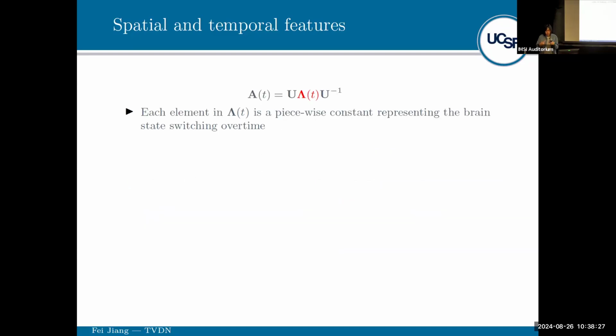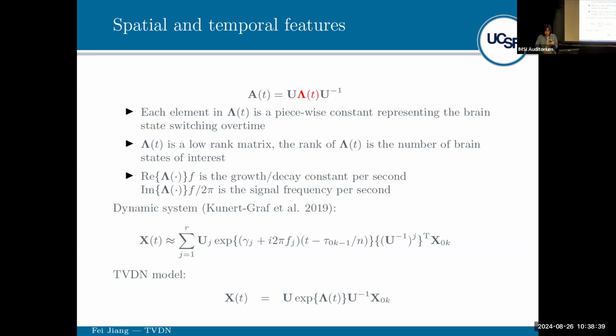Additionally, we assume each element of lambda can be piecewise constant, which can represent brain state switches. And also lambda is a low rank matrix, that's just for estimation convenience. This model actually has a very good interpretation: it can associate with the growth rate, the decay constant per second, and the imaginary part can associate with the signal frequency.